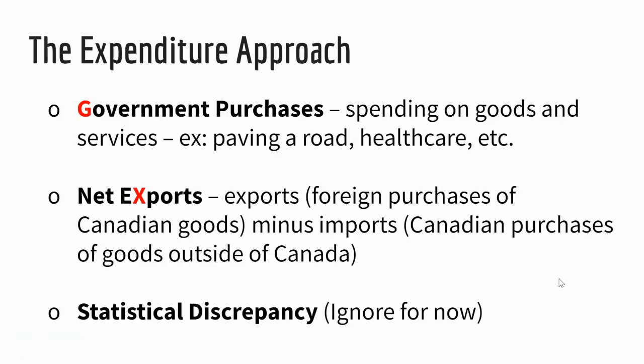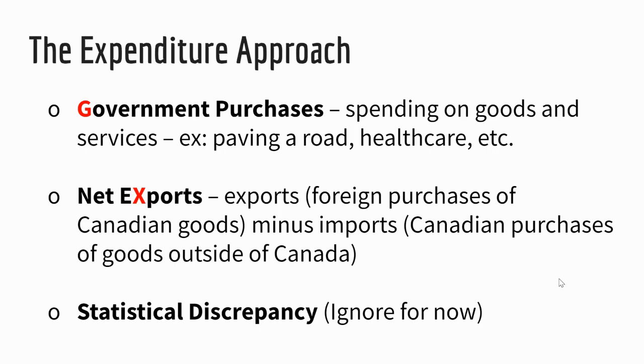Next, we look at our government purchases. Again, these would be just a number that the government's going to give you. This would be anything that they spent on goods and services. So the money they spent paving roads, fixing roads, there's always construction, healthcare, education, et cetera.